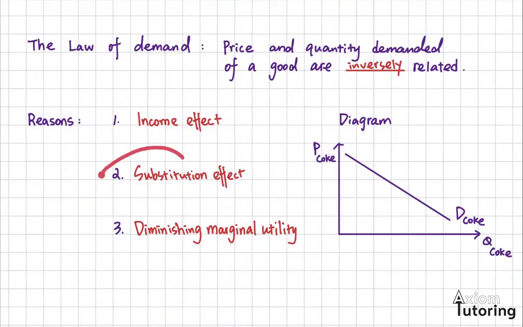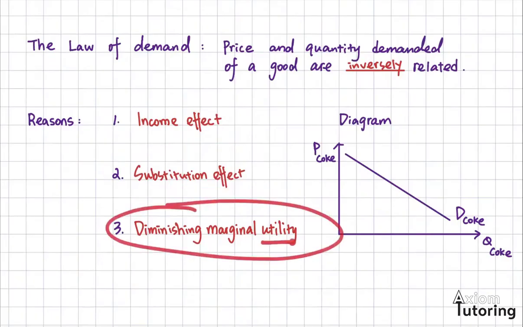Second, substitution effect. When the price of a good falls, it becomes cheaper relative to its substitutes, so consumers switch favorably towards it. Third, diminishing marginal utility. The word utility refers to the level of satisfaction or happiness that consumers derive from consuming a good. As buyers consume more, purchase more of the same good, the extra units give less and less additional satisfaction to them. So consumers are willing to pay less for the later units. Or they will only buy more if the price falls.